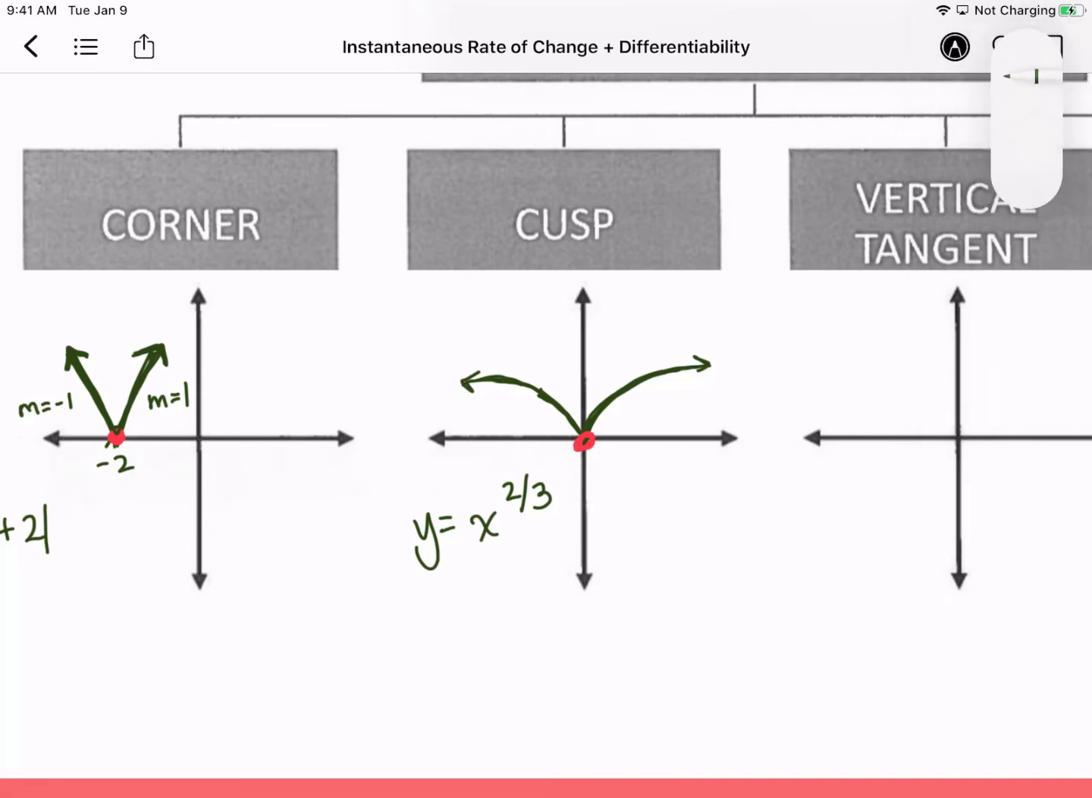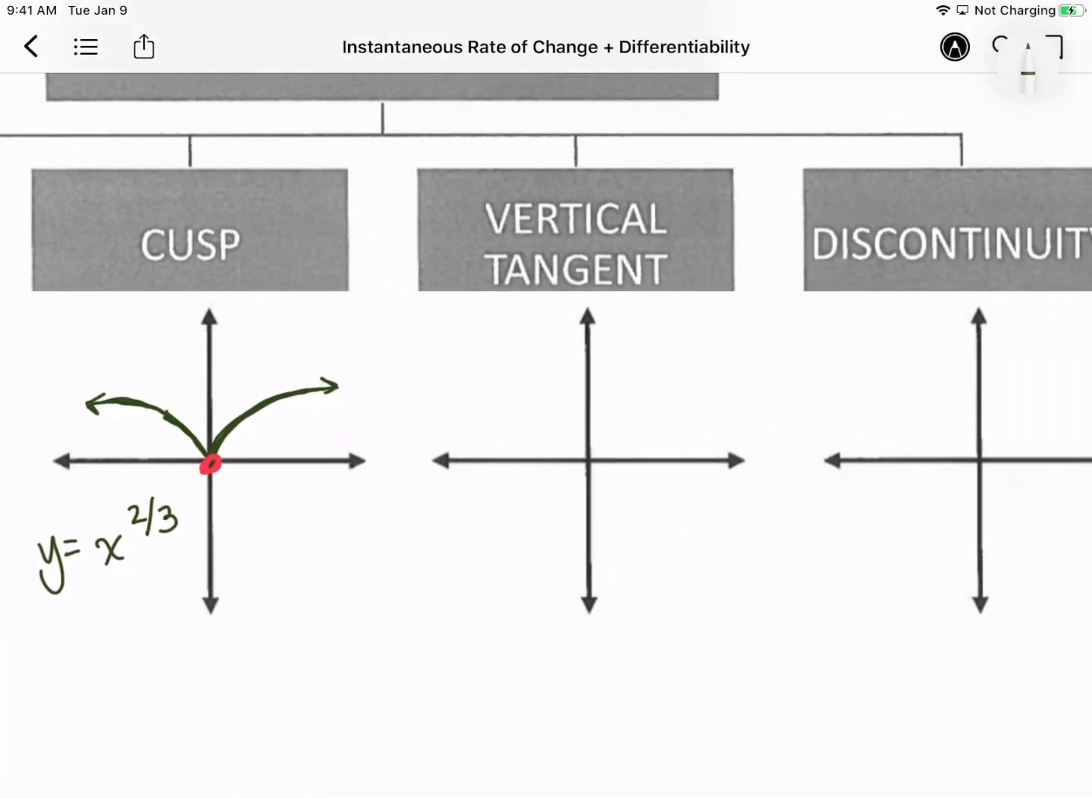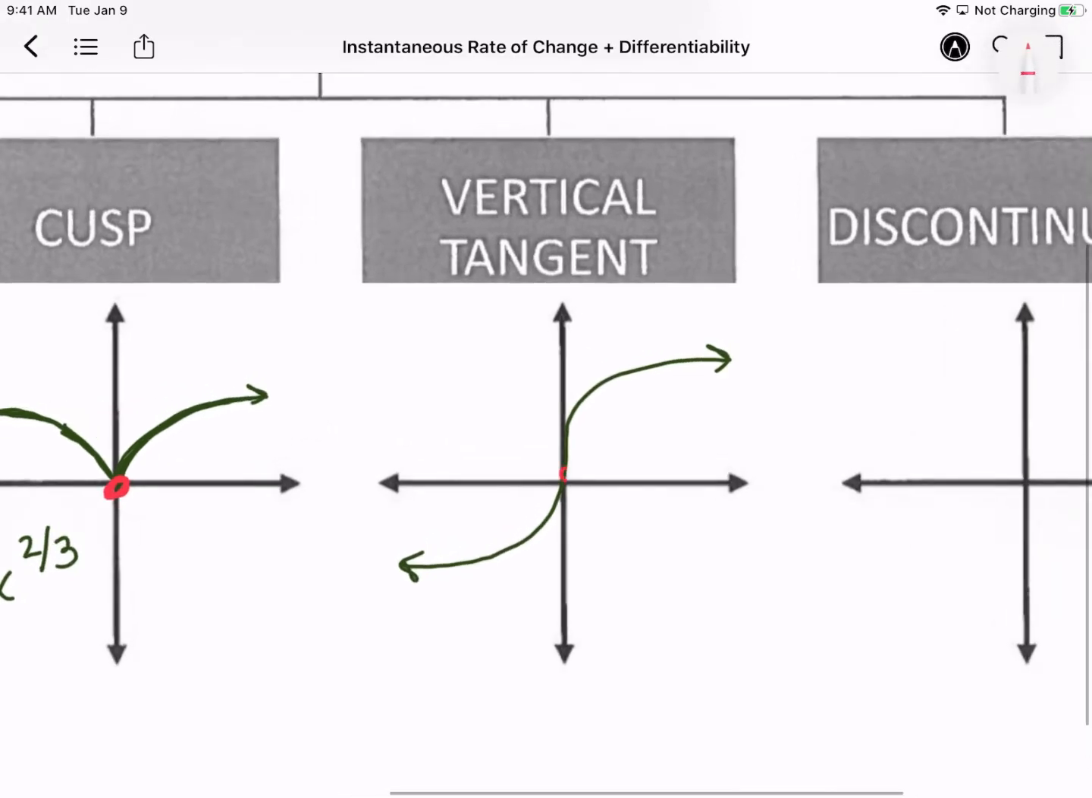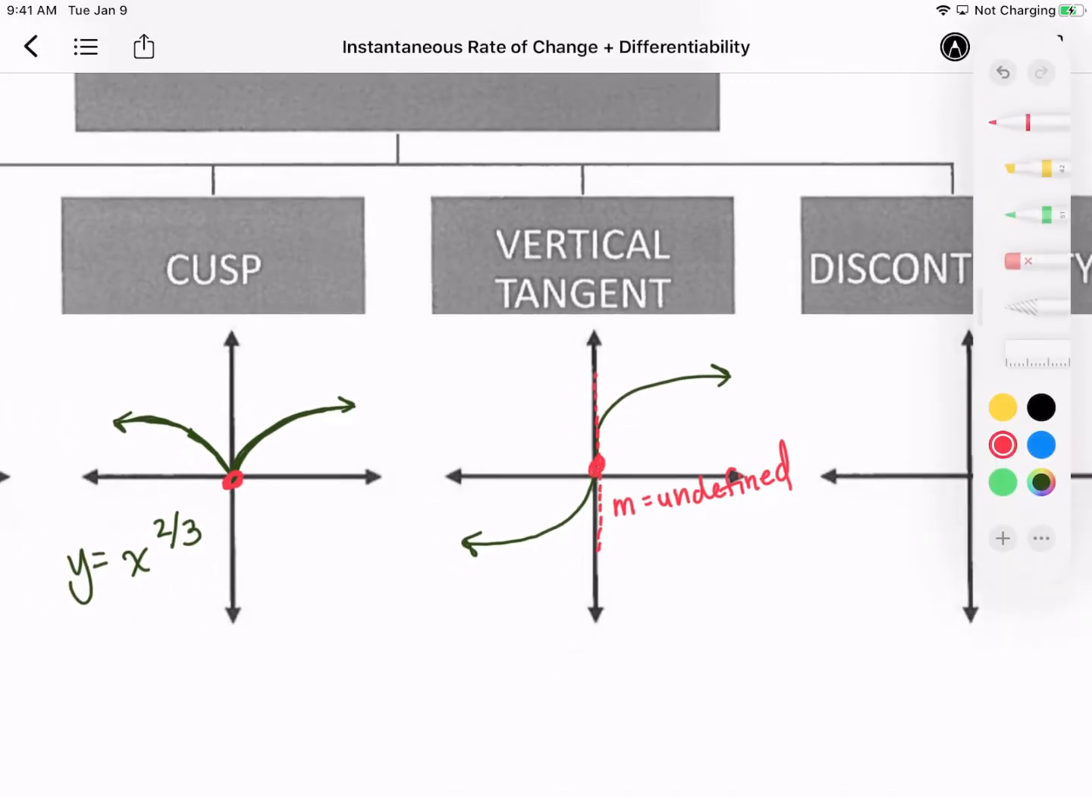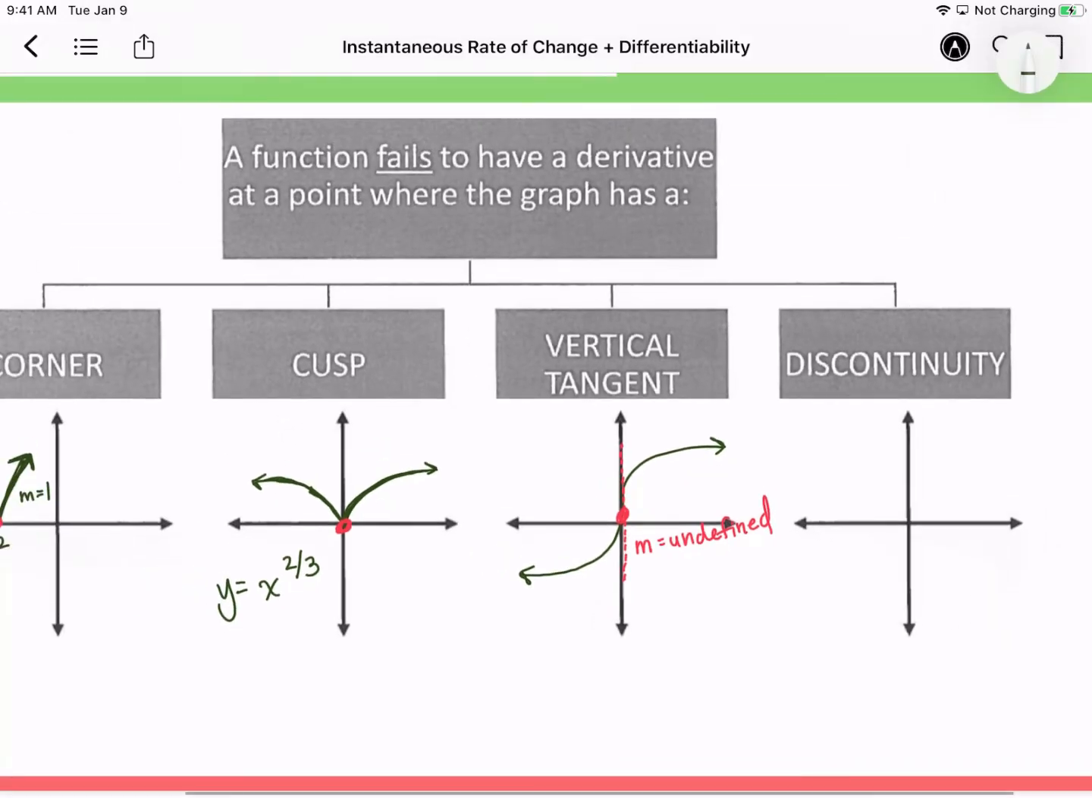Vertical tangents are, again, exactly what they sound like. They're equations that start going vertical for a period of time. So I can see here at 0, the tangent line is completely vertical. And remember, vertical lines have a slope that is undefined. So that is why vertical tangents are not differentiable, because the slope is undefined there. And the types of equations that make vertical tangents look like this. Like that.